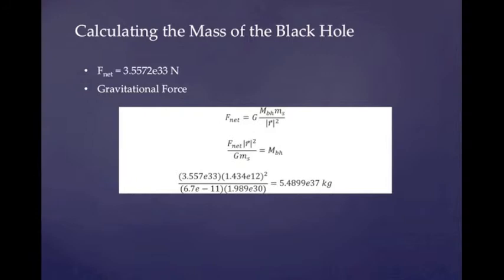When we calculate the mass of the black hole, we have F net to be 3.5572 times 10 to the 33 newtons. And we use the gravitational force formula, which is F net equals gravitational constant times the mass of the black hole and the mass of the star over the distance squared. The distance would be the final position of the star minus the position of the black hole, which was given. If we calculate that, we find the mass of the black hole to be 5.4899 times 10 to the 37 kilograms.